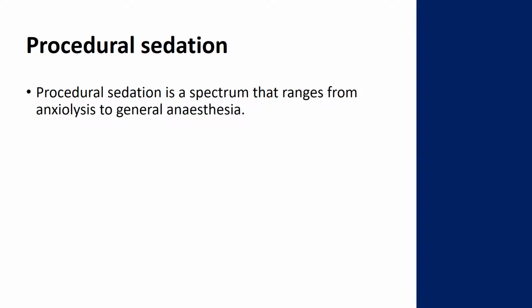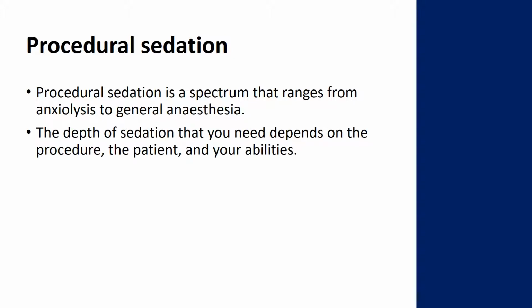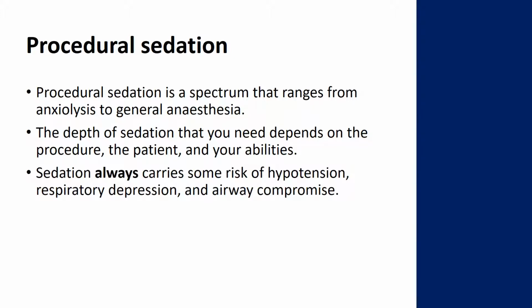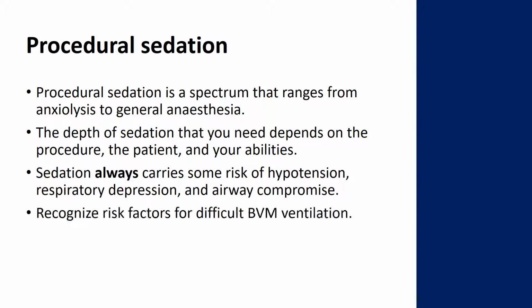And that's the end of the first module. So just to summarize, procedural sedation is a spectrum, and it ranges from just gentle anxiolysis to general anesthesia. And the depth of sedation that you need really depends on the procedure that you're going to do and the patient's risk factors and your ability to manage the risks that might come through. Remember that sedation always carries some risk of hypotension, of respiratory depression, and of airway compromise. And you need to be able to recognize the risk factors, especially for difficult BVM.